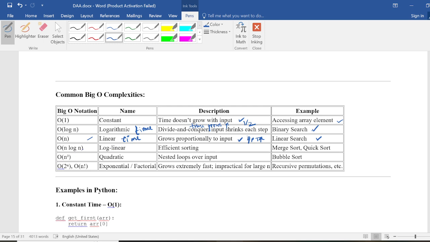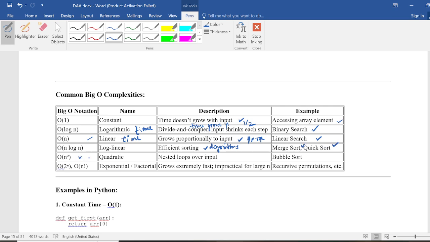O of n log n, that is log linear time, is faster than quadratic, that is O of n square. It is very common and efficient in sorting algorithms. So examples are merge sort and quick sort.